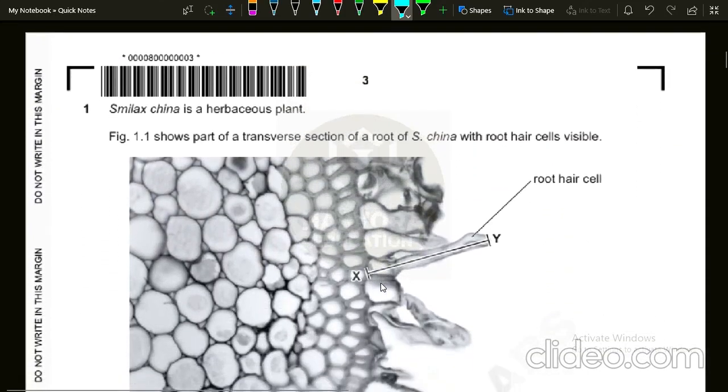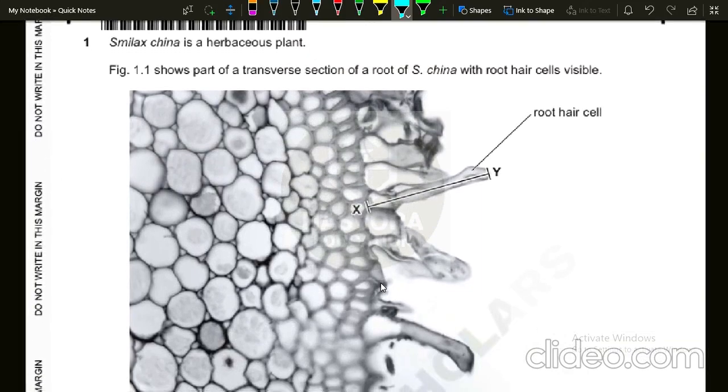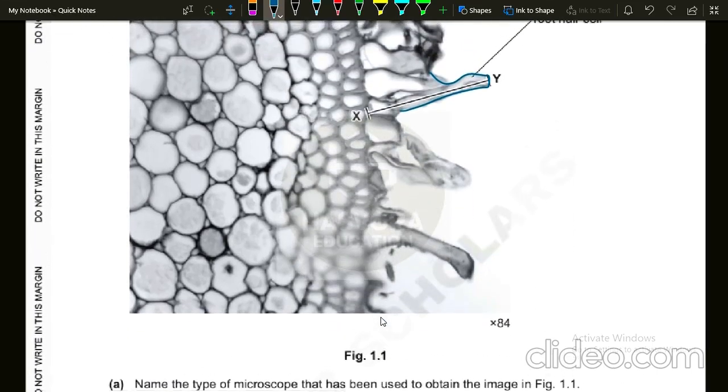So let's begin with the first question. The first question says, Smilax china is a herbaceous plant. Figure 1.1 shows a part of a transverse section of the roots of S. china with root hair cells visible. So these extensions are the root hair cells which you can see. We can clearly see the cell structures, not the inside structures, but you can say the whole of the cells and their boundary.